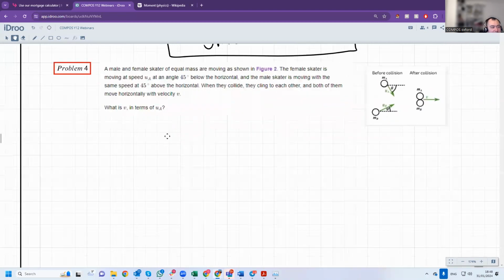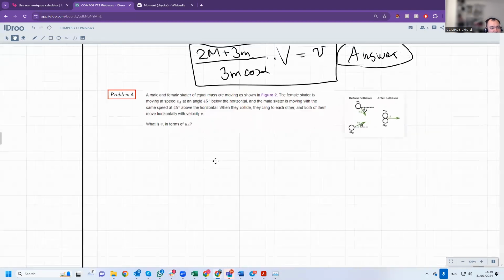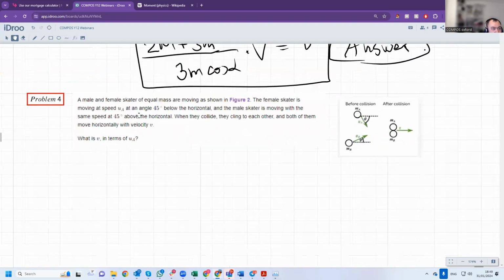Okay, now we move into two dimensions. As I said, momentum is conserved in all directions. A male and female skater of equal mass are moving as shown in figure 2. The female skater is moving at speed UA at an angle of 45 degrees, and the male skater is moving with the same speed at 45 degrees above the horizontal. When they collide, they cling to each other, and both of them move horizontally with velocity v. What is v in terms of UA?